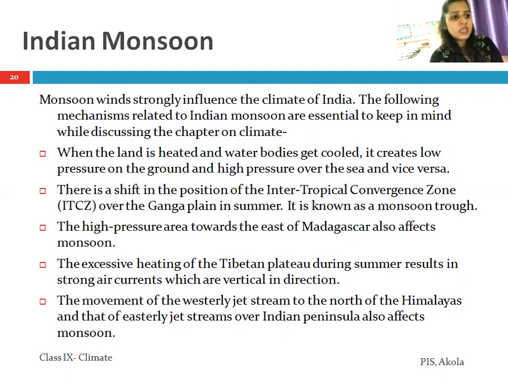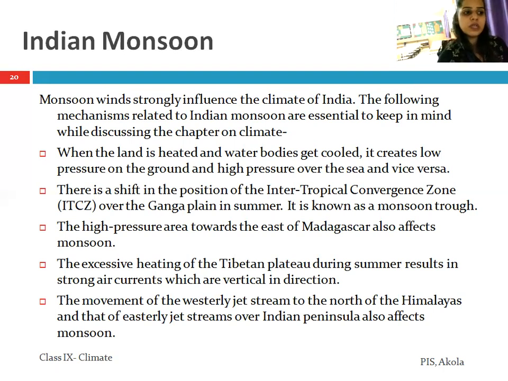The second one is the shift in the position of the intertropical convergence zone. I'll be briefing you on what this is, but please understand that the position of ITCZ over the Ganga plain in summer is shifted, and that is known as the monsoon trough. The shift of the position of ITCZ over the Ganga plain in summer is referred to as the monsoon trough, and this is one of the mechanisms which is related to the Indian monsoon. The third one is that the high pressure area towards the east of Madagascar also affects the monsoon.